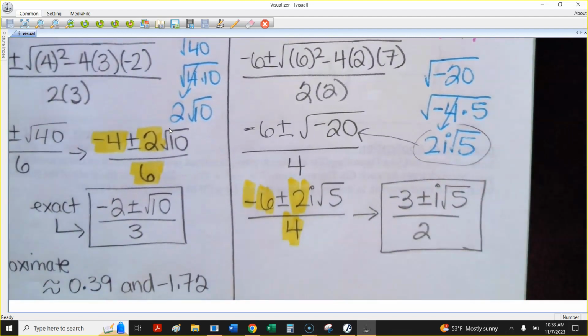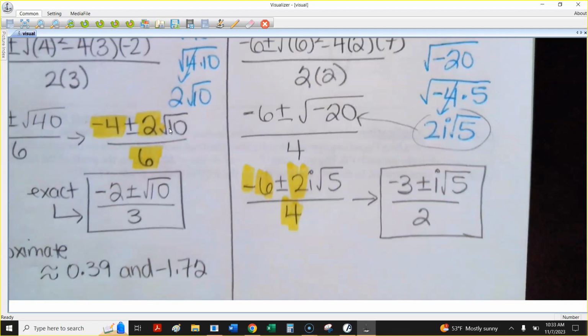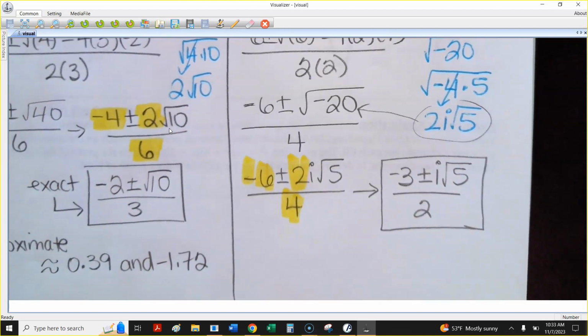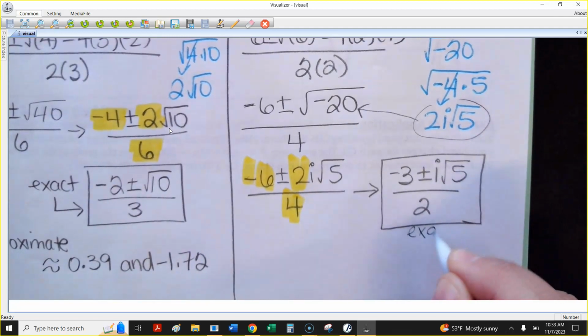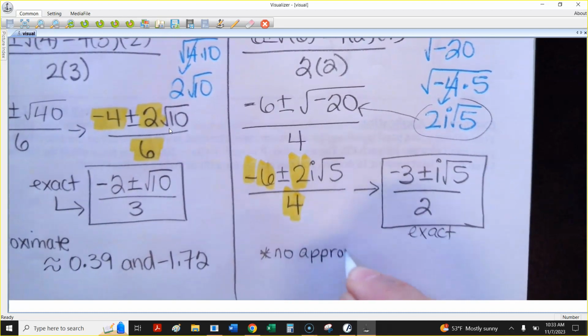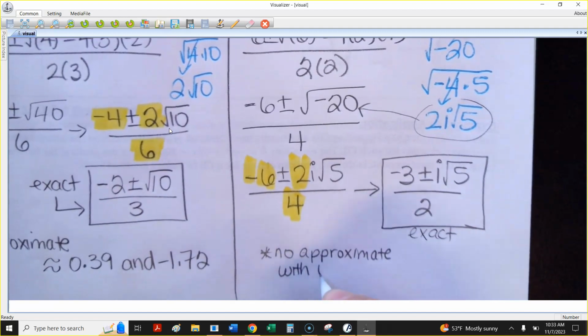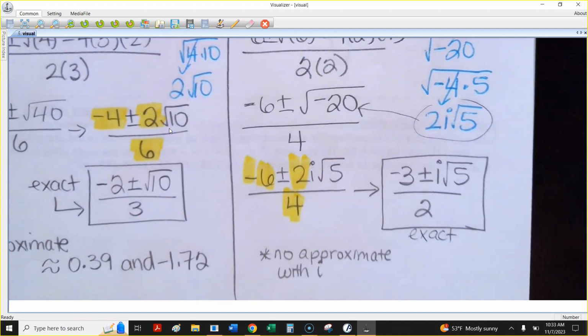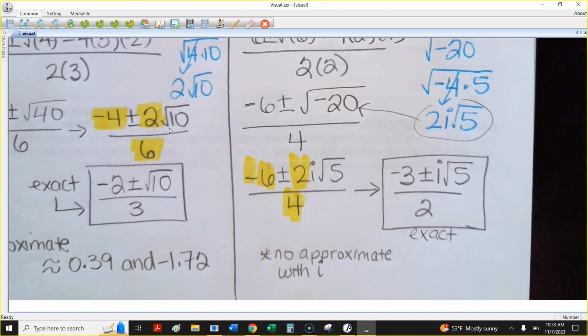You cannot do an approximate solution here because i is an imaginary number. So this would be an exact answer, and you're not going to find an approximate with an i involved. So I'm not going to actually do negative 3 plus or minus i radical 5 because it doesn't exist. It's an imaginary answer. So don't do an approximate anything. We wouldn't see a place on the x-axis that this graph would cross if we were to graph that. Does anybody have a question?